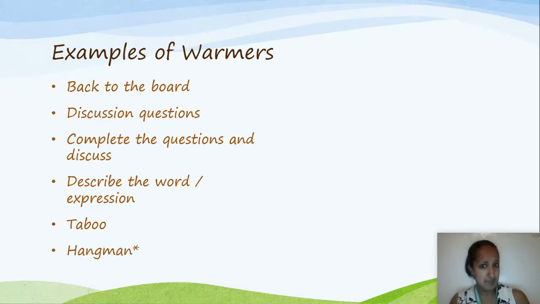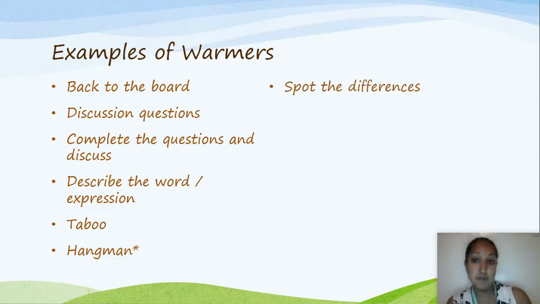You could play hangman. But this, I should stress, should only really be used with low level learners or learners who have particular difficulty with spelling. It's not really that interactive unless, once they've guessed what the word is, they then have to explain what it is and what it means and maybe give some examples of it. Otherwise, certainly for higher levels, I would avoid that activity.